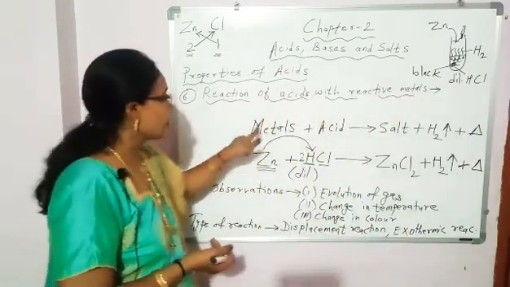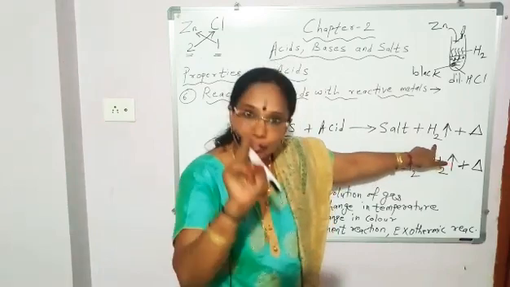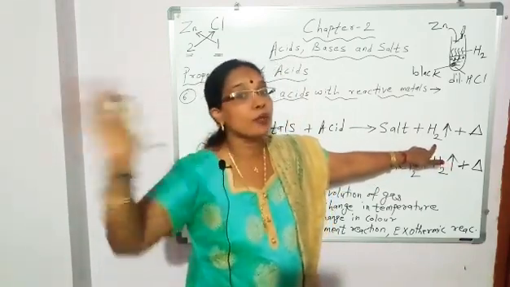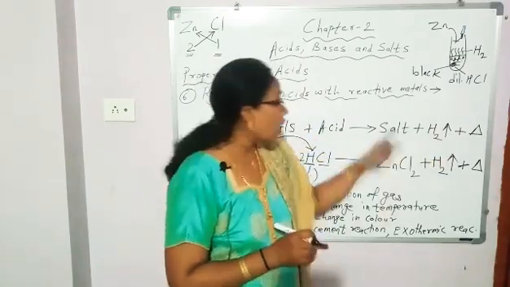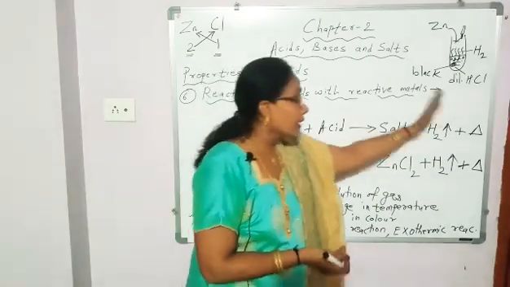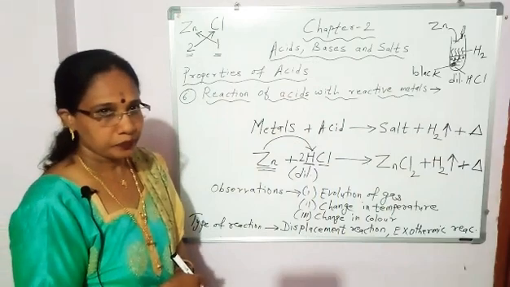Okay? So, the sixth property which we discussed is the reaction of acids with reactive metals. When acid reacts with metals, which gas is evolved? Hydrogen gas. This is the type of question which can be asked in the board exam. Which gas is evolved? Hydrogen gas. Along with that, what is formed? Salt. One more thing, what is evolved? Heat is evolved in this reaction.